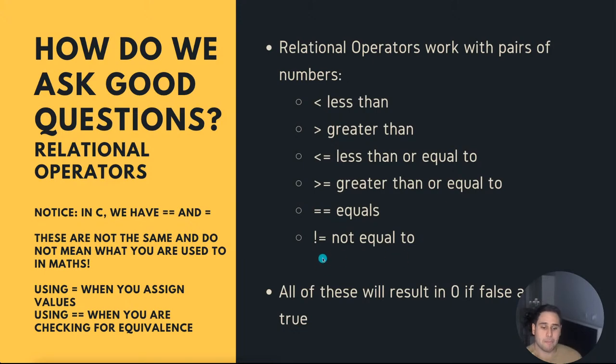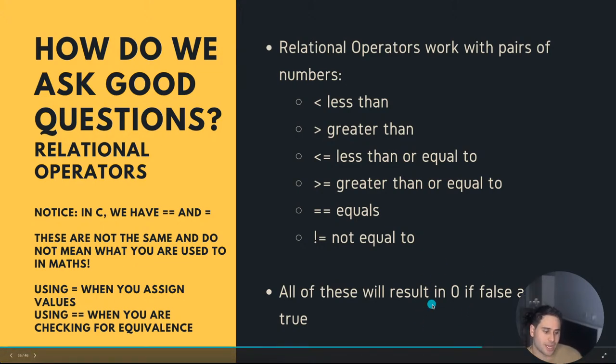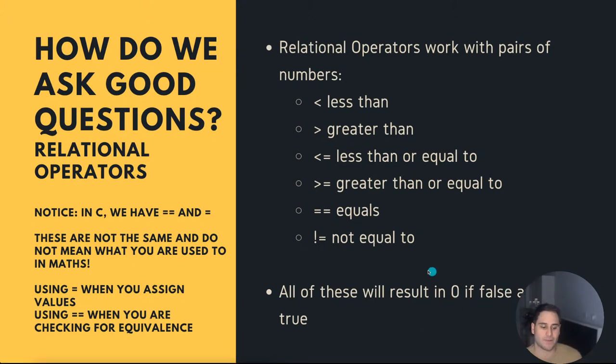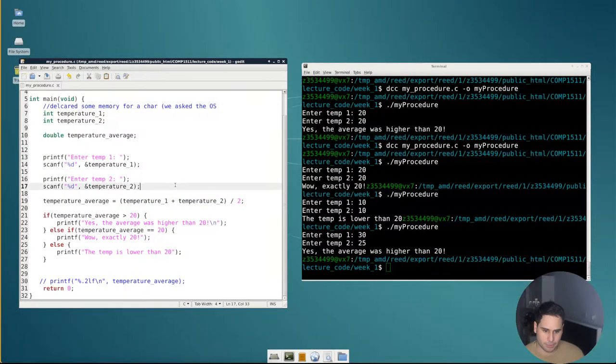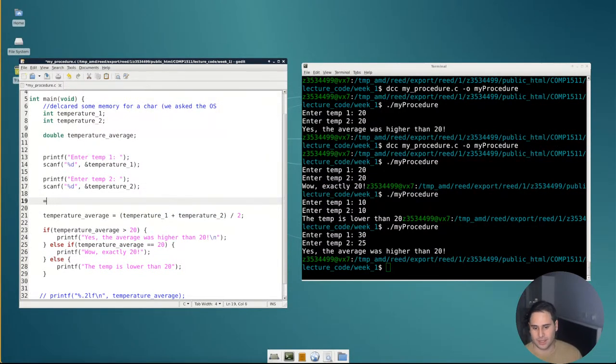All of these must evaluate to true or false. A number is either greater than another number or it's not. A number is either equal to another number or it's not. So all of these will result in a zero if it's false or a one if it's true. That's actually how we represent true or false in our programs. It's either a one or a zero. No, Pravin, you can't swap it around. You can't do, for example, this. This doesn't mean anything in C, or if it does, it doesn't mean greater than or equal to.